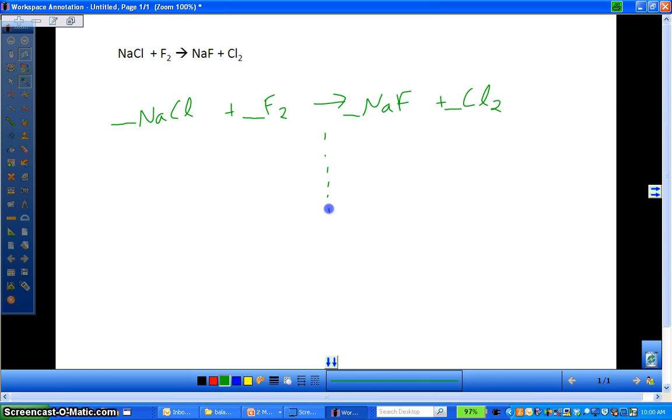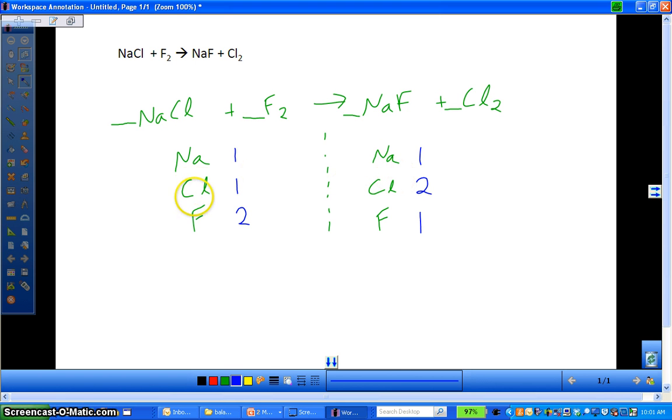I draw my line underneath and I list my elements. I list the elements in the same order on each side because that makes it easier to compare them. Now I count. I've got one Na, one Cl, and two Fs. I've got one Na, I've got one F, I've got two Cls. Now I check it. Is it balanced? 1, 1, yes. 1, 2, no.